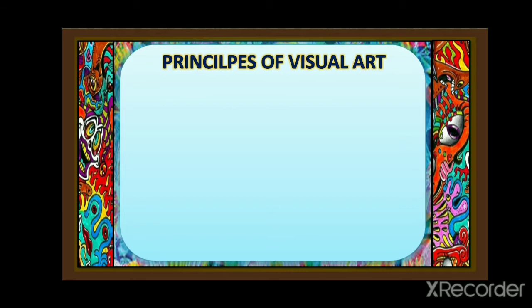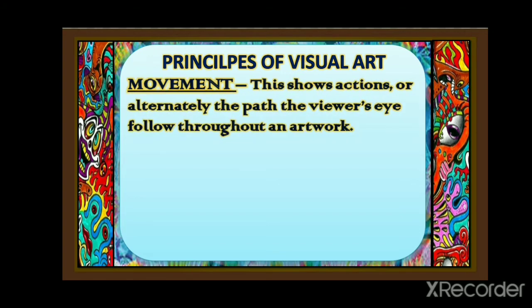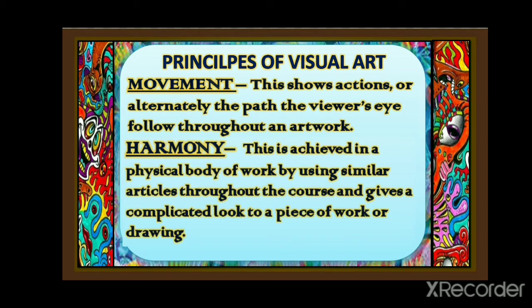Let's talk about the principles of visual art. These principles of visual art are tools or guidelines used to organize the elements of art in an artwork. The principles are movement, which shows action or the path the viewer's eye follows throughout an artwork. In movement, an artwork should flow because the artist has the ability to control the viewer's eye and how the viewers focus their attention on it.